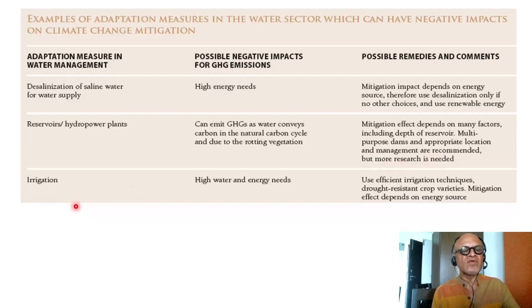Irrigation. Biggest demand for water in most places comes from irrigation, and next industries, and then domestic water use. And irrigation tends to be very inefficient unless there is drip irrigation done, but then drip irrigation is shown to increase water use unless there are regulations to limit water use along with drip irrigation. This can lead to high water and energy needs as well. And use efficient irrigation techniques for remedies, drought resistant crop varieties. Mitigation effect depends on energy use.